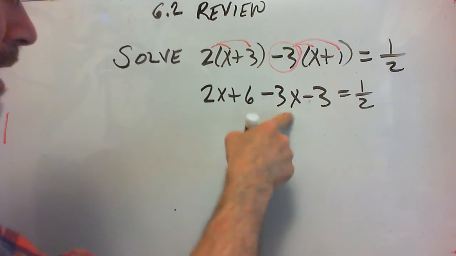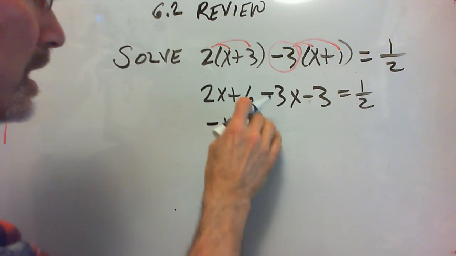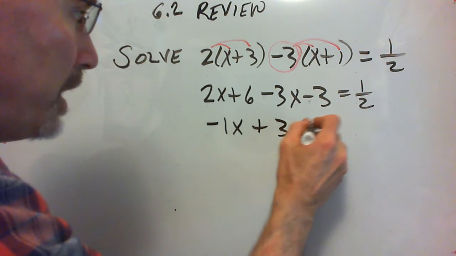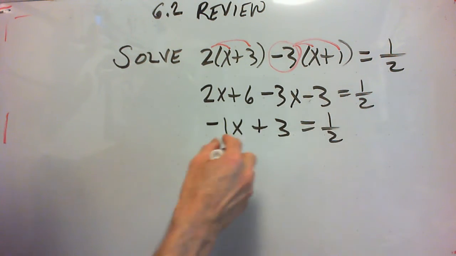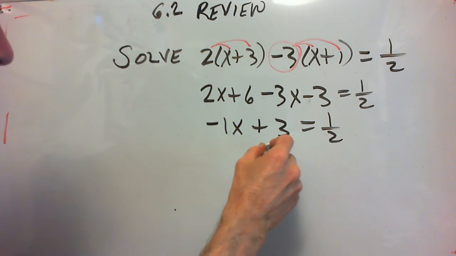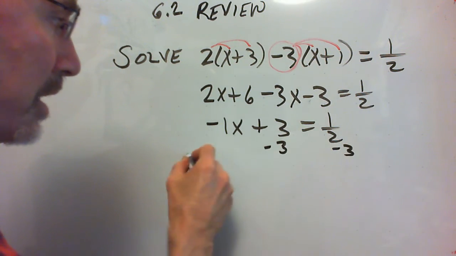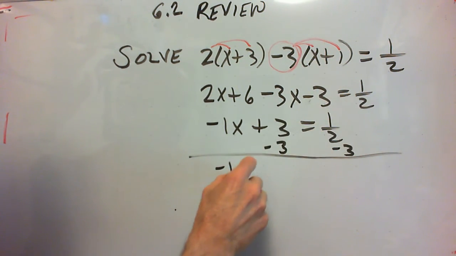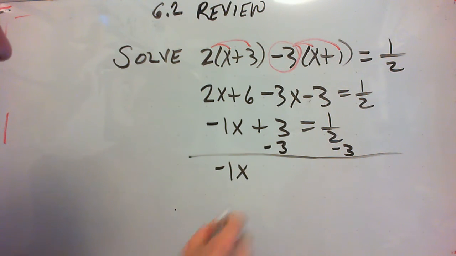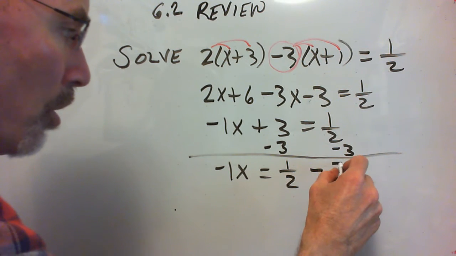Okay, so combining like terms, 2x minus 3x is negative 1x. 6 minus 3 is 3. We want all the x's alone, so we do that by subtracting 3 on both sides. And I'm just using this shorthand notation, minus 3, minus 3. Negative 1x equals 1/2 minus 3.